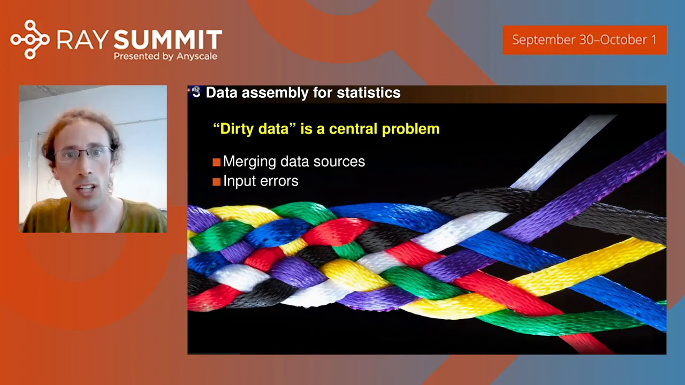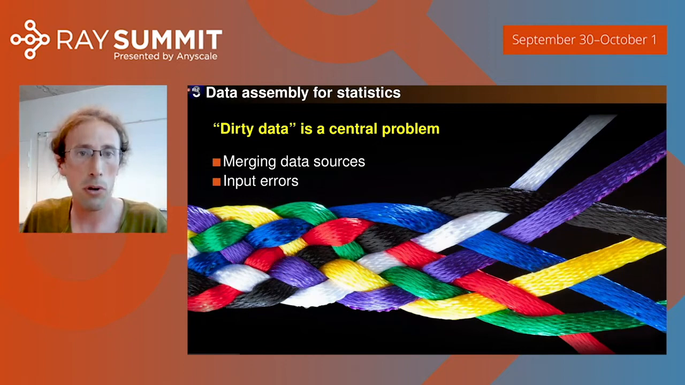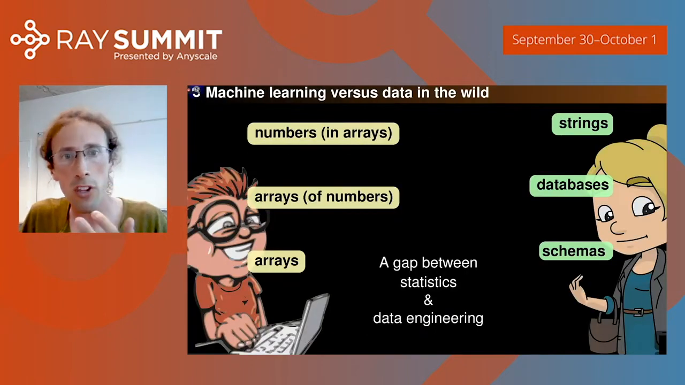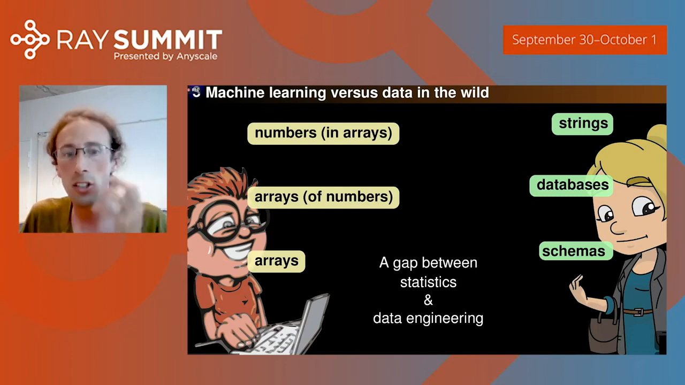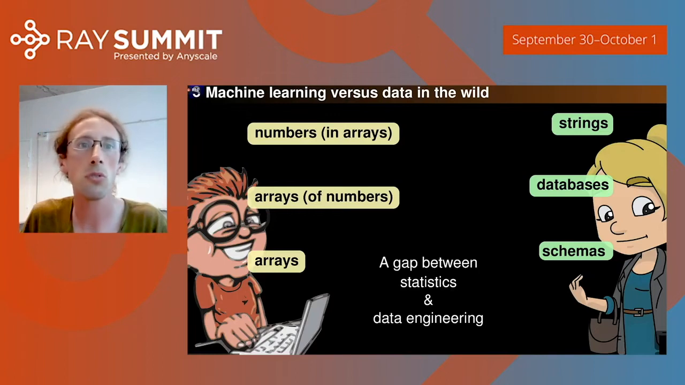Dirty data is a central problem, and it comes from merging different data sources or input errors. One of the challenges that we have here is that there are two communities that work here. One is the statistics community that works with numbers and arrays. The other one is the data engineering community that works with strings and databases. And so we need to sit in the middle of those two.